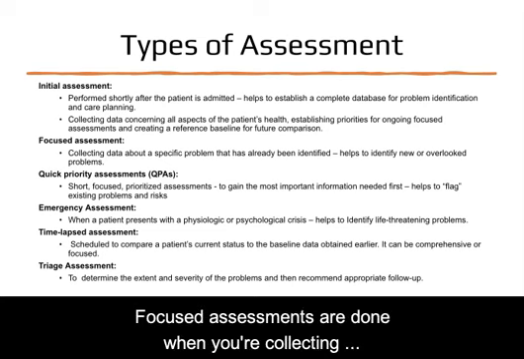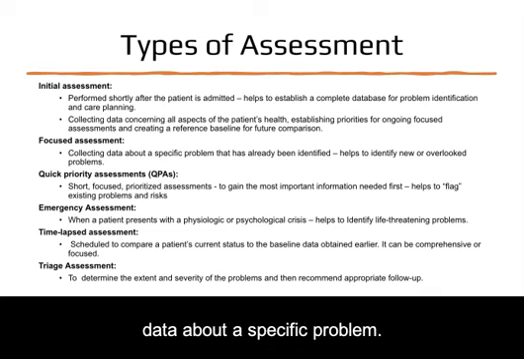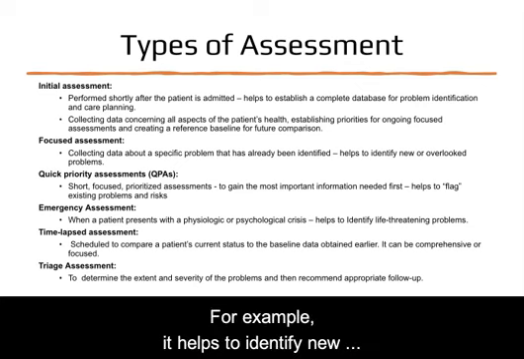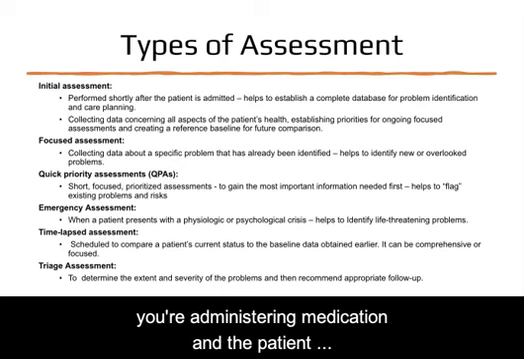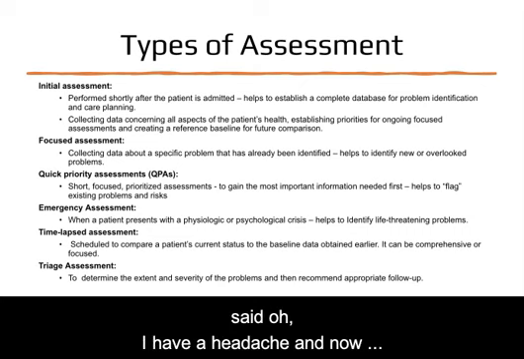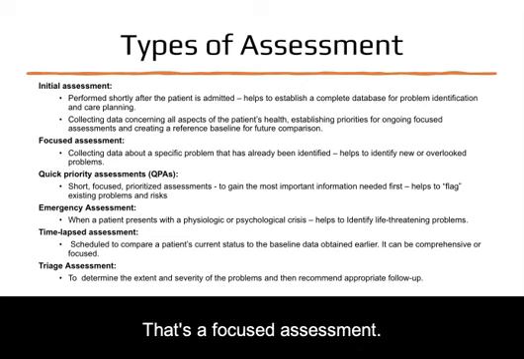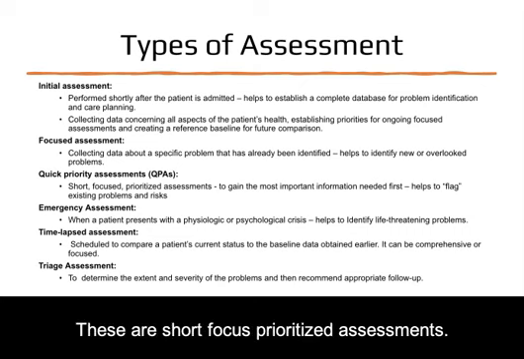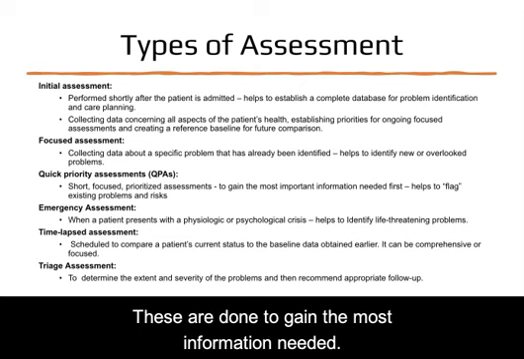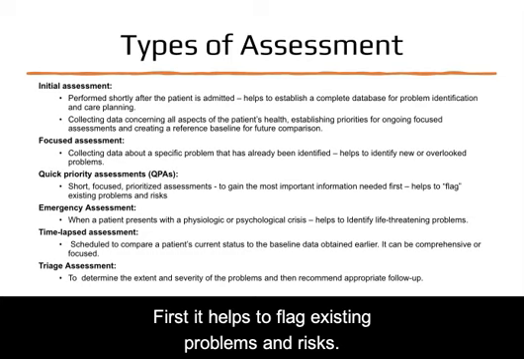The focused assessments are done when you're collecting data about a specific problem. For example, it helps to identify new or overlooked problems. For example, you go to the patient, you're administering medication, and the patient says, "Oh, I have a headache," and now you assess their pain. That's a focused assessment. Quick priority assessments. These are short, focused, prioritized assessments. These are done to gain the most information needed first. It helps to flag existing problems and risks.